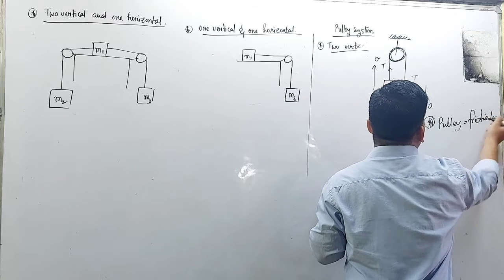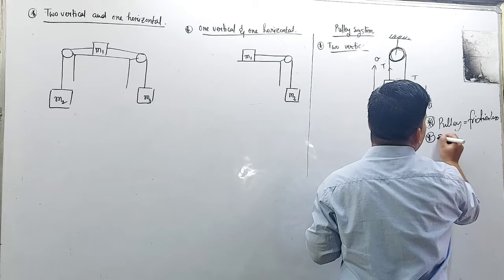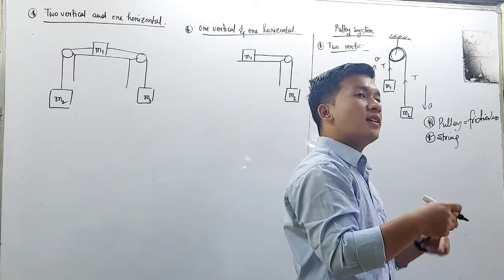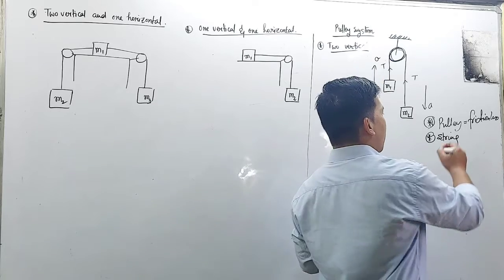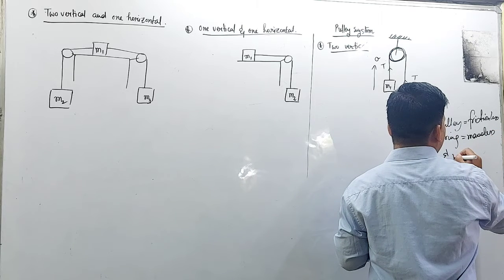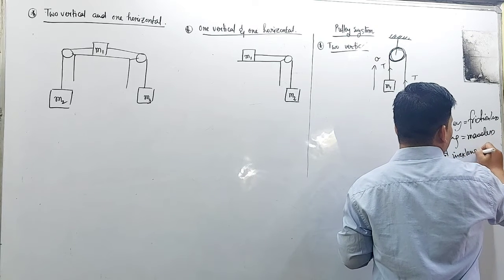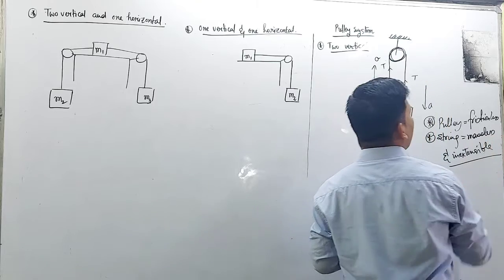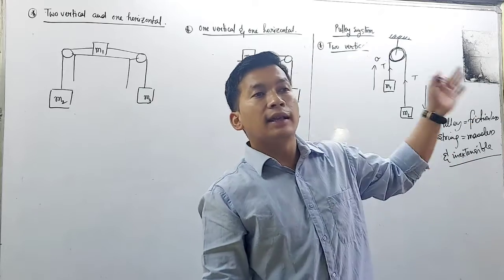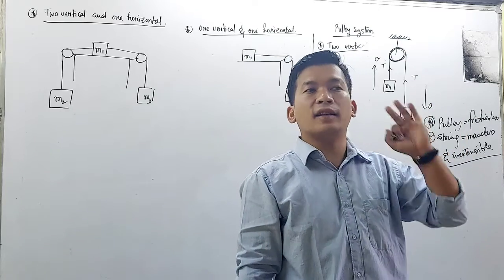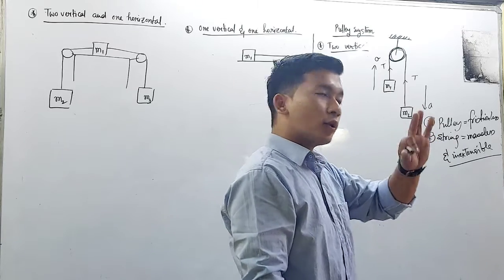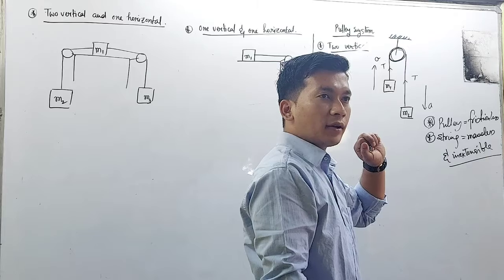Next, the string must be massless as well as inextensible. Massless we can also call light. It should be light and inextensible, or massless and inextensible. The meaning remains the same.